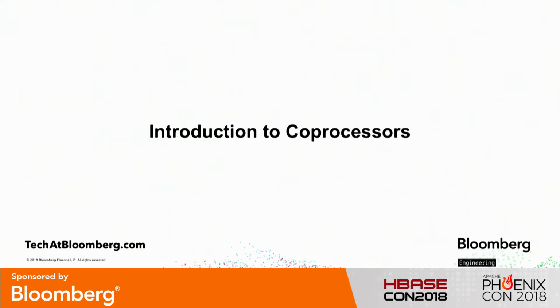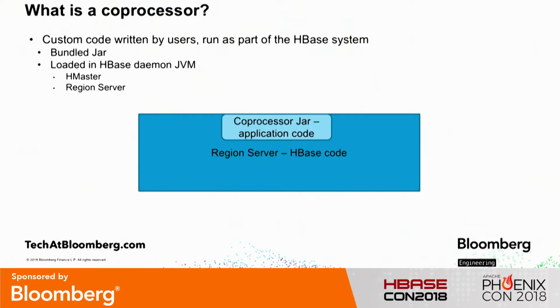So now let's talk about coprocessors and how they fit into all this. In general, a coprocessor is custom written Java code that, although it is written by the application developers, is actually run within the HBase process and the HBase system itself. So you would write your own Java code, you would compile the jar, and then you would load it onto one of the processes that we discussed earlier, either the region server or the HMaster, for example.